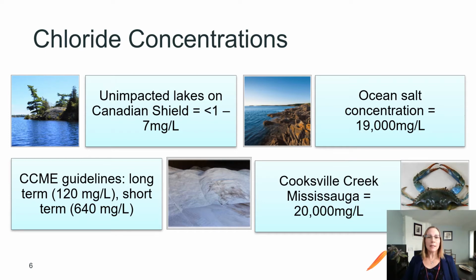And just to give you an idea of what the concentrations that we might see around the GTA are, this is a blue crab that was found in a creek in Mississauga, Cooksville Creek, and the concentration in that creek and a lot of creeks around our area typically exceed 20,000 milligrams per liter in the winter. So we're looking at orders of magnitude higher than the guideline.